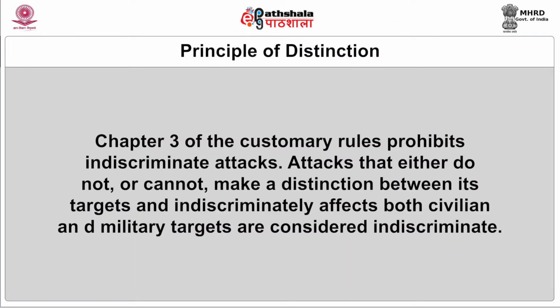Chapter 3 of the customary rules prohibits indiscriminate attacks. Attacks that either do not or cannot make a distinction between their targets, and have indiscriminate effects on both civilian and military targets, are considered indiscriminate. It is a generally accepted principle, as has been discussed in previous chapters too, that an attack has to be proportional to the military advantage it seeks to achieve.